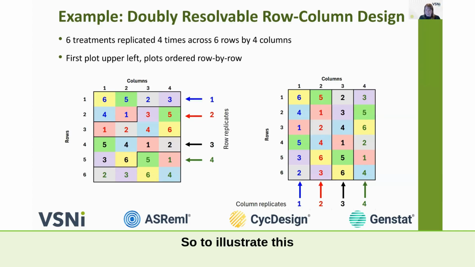So to illustrate this, here's a small example of a doubly resolvable row column design with just 6 treatments laid out in a 6-row by 4-column grid. Now in this layout, each column represents a full replicate. The row replicates, on the other hand, tessellate across 2 adjacent rows in the layout.